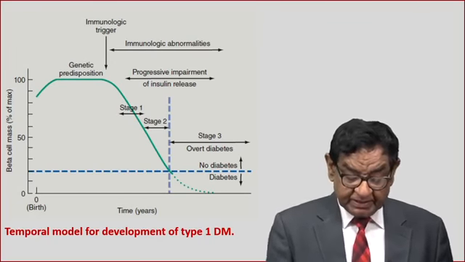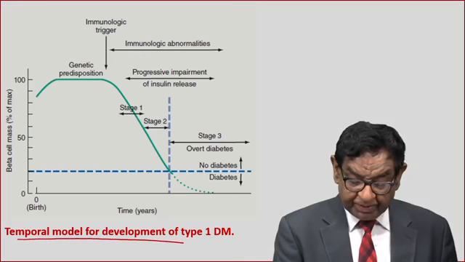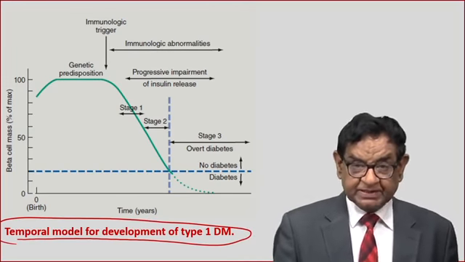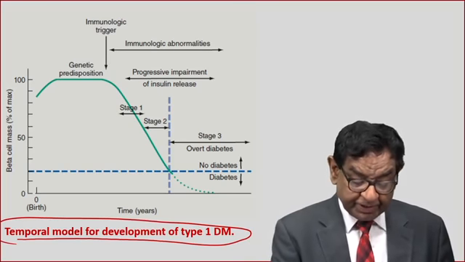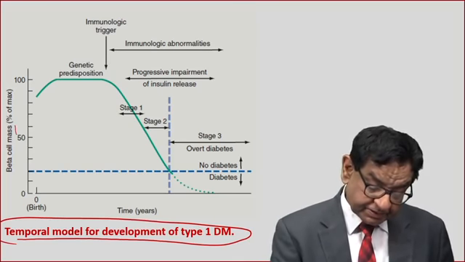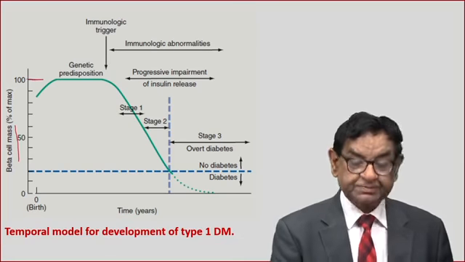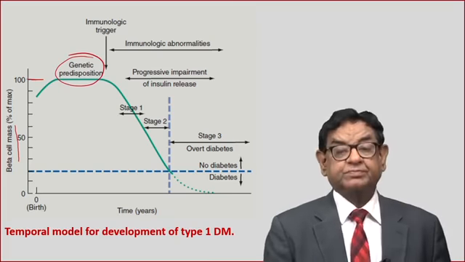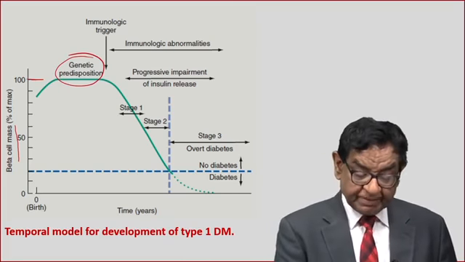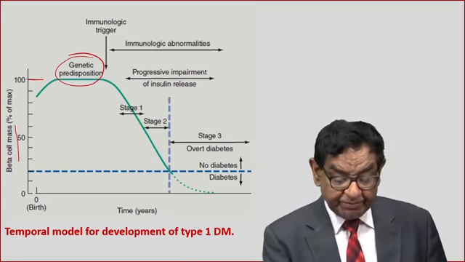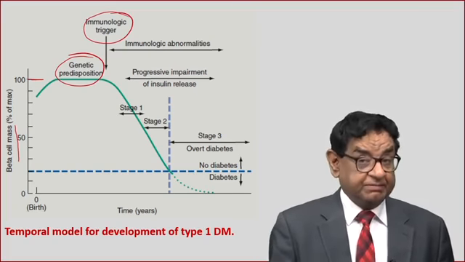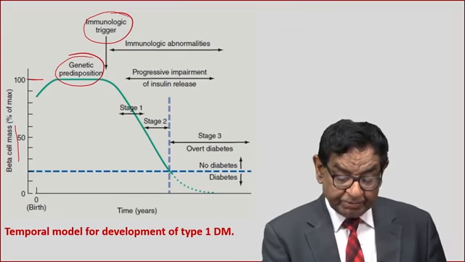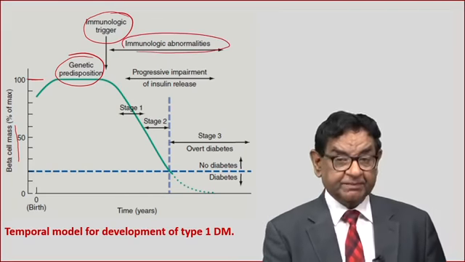Now let's learn the temporal model of development of type 1 diabetes. First we see the slide, then I will be discussing this. So we have one patient. This is beta cell mass. It is almost 100%. So we have some patient who has a genetic predisposition. Beta cell mass is normal. And now the immunological trigger starts. Remember it, most of the time it's an autoimmune destruction of beta cells. And immunological abnormalities start appearing.